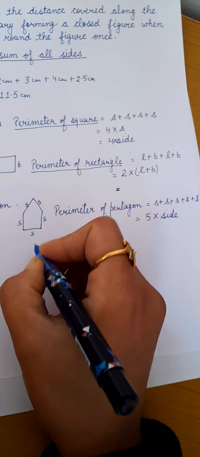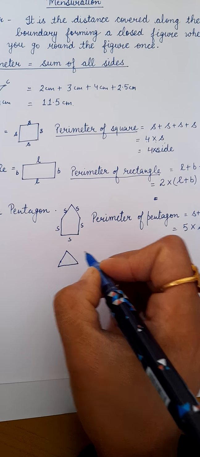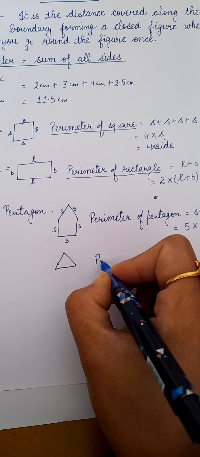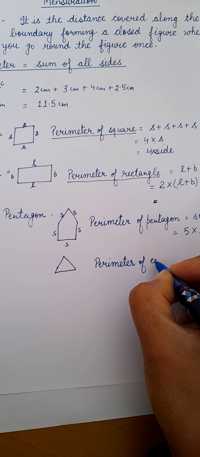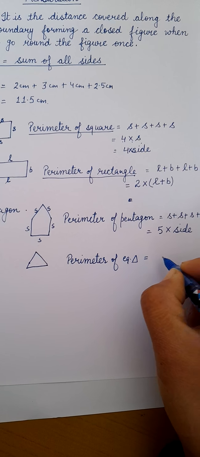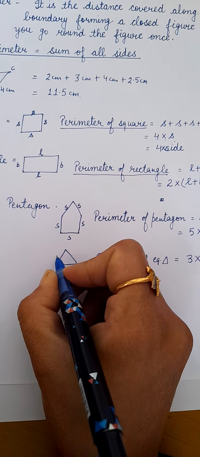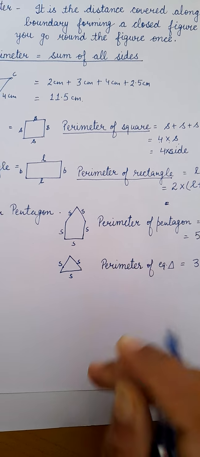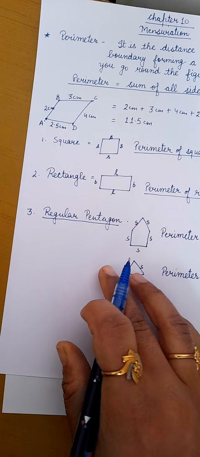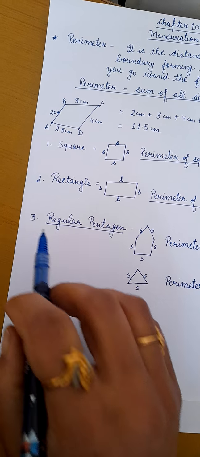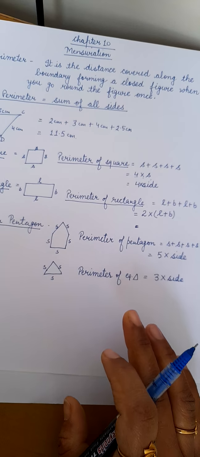In the same way, you can find out for the triangle, that is your equilateral triangle. In that case, what will be the perimeter of this triangle? Of an equilateral triangle, it is 3 multiplied by side, because equilateral means all sides have equal measurement. In the same way, you can find the perimeter of a regular hexagon, regular pentagon. Regular means all sides and angles of that closed figure are equal.